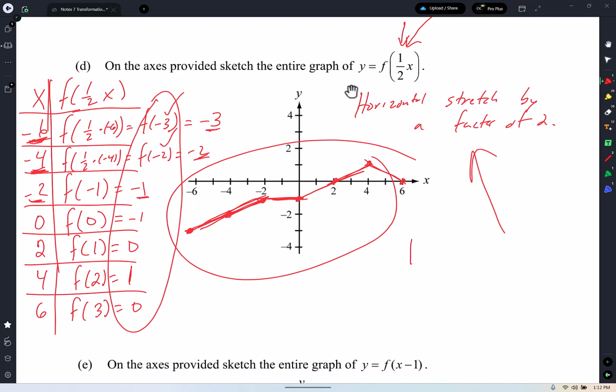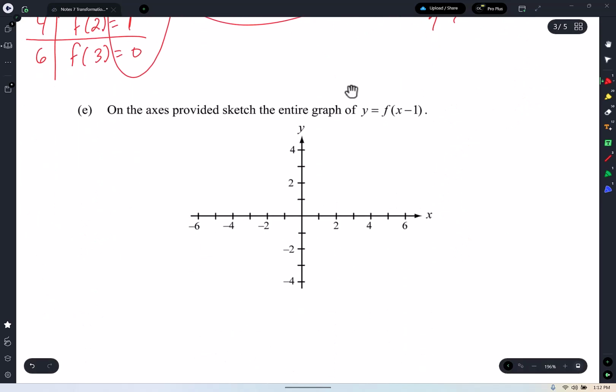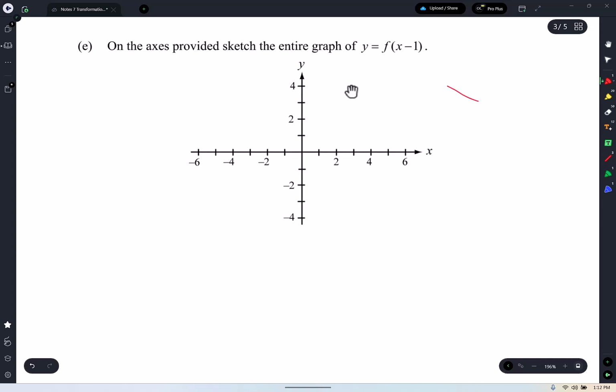If you would have had f of 2x, what do you think happens? Horizontal compress by a factor of, not 2, half. If I would have had a 2 in there. Cool? Okay. I'm deleting that so you don't think that that's part of the notes. All right, what do you think is going to happen here on this one? Everyone has been getting this one right.